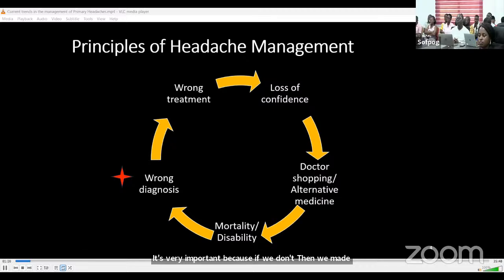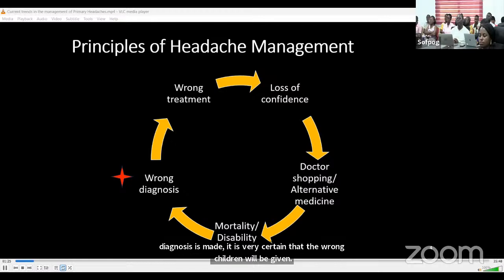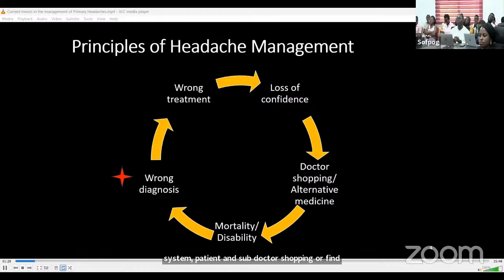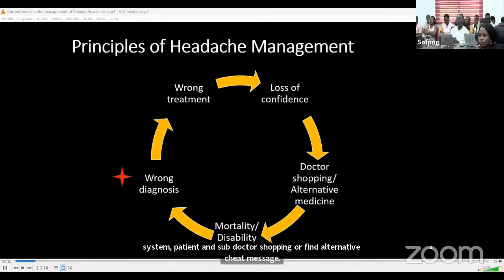So in terms of primary headaches, it's important to know the characteristics of the different types of primary headaches so that a correct diagnosis is made. When a wrong diagnosis is made, it is very certain that the wrong treatment will be given, and this leads to loss of confidence in the healthcare system. The patient ends up doctor shopping or finding alternative treatments which may not really be beneficial in the long run, leading to increased morbidity or even mortality.